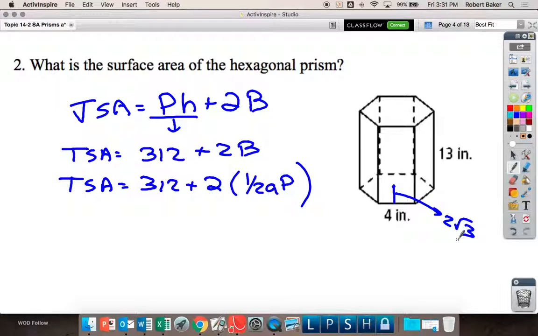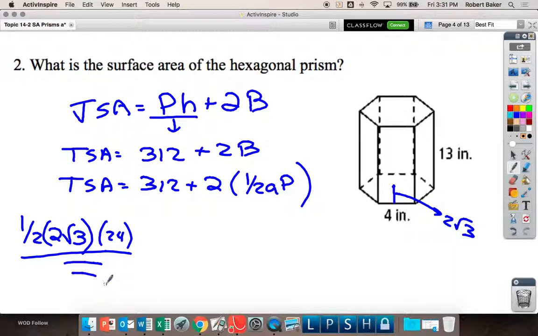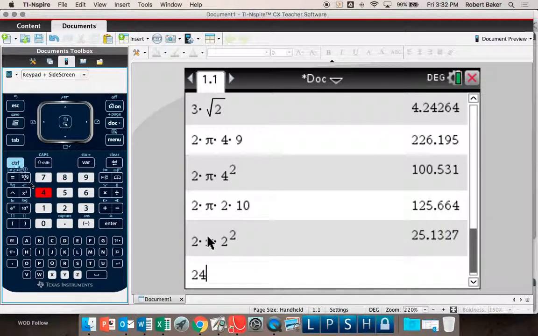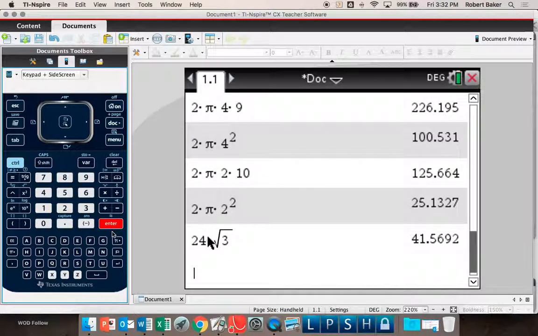Class, that's A. What's our perimeter? 24. The perimeter is still 24. So I need to calculate the area of the hexagon, so I can sub it in right here. Plug and chug. 1/2 times 2 times 24 times the square root of 3 is 24 square roots of 3. And I'll put that as a decimal because you like decimals better. 41.5.